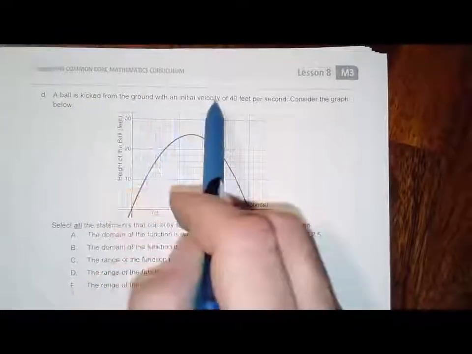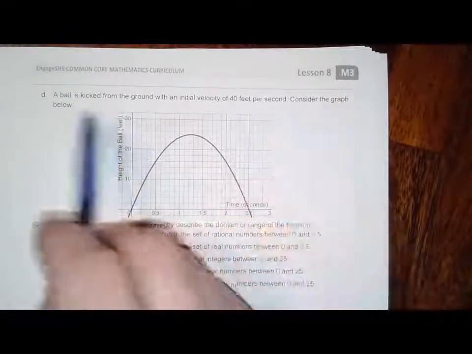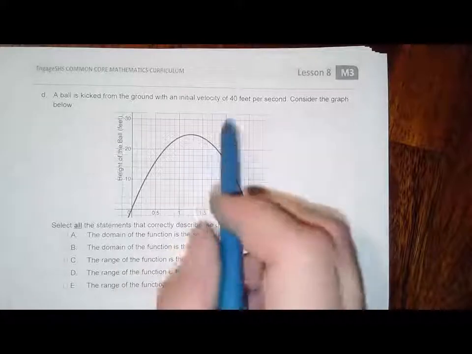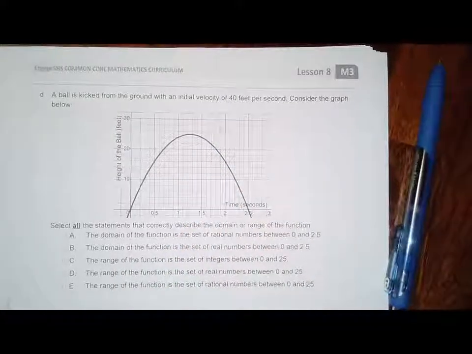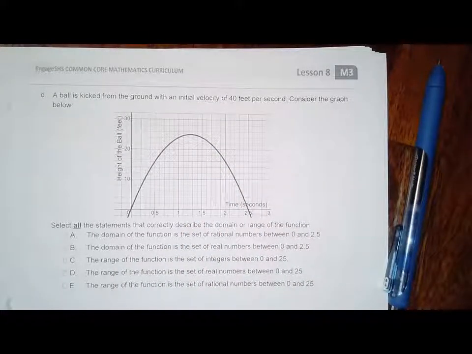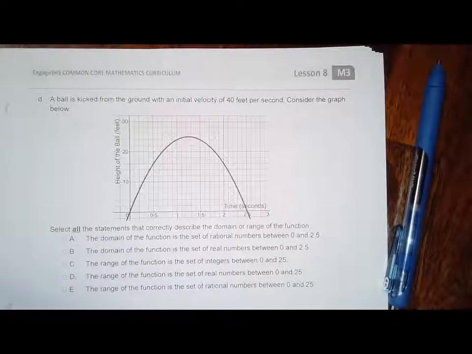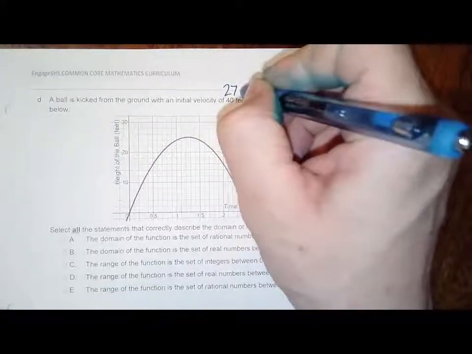Looking at what we have to do, we still have some left. Here we go. A ball is kicked from the ground with an initial velocity of 40 feet per second. Consider the graph below. 40 feet per second. Hang on a second. Let me do a little quick calculation here. Google says 40 feet per second is approximately 27 miles per hour.